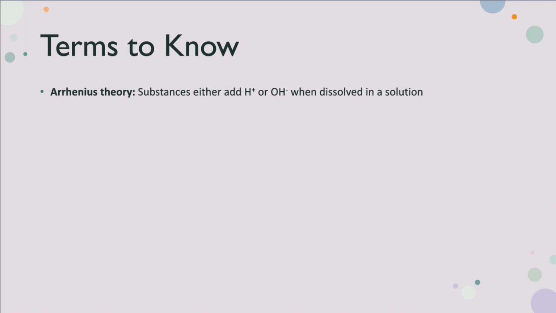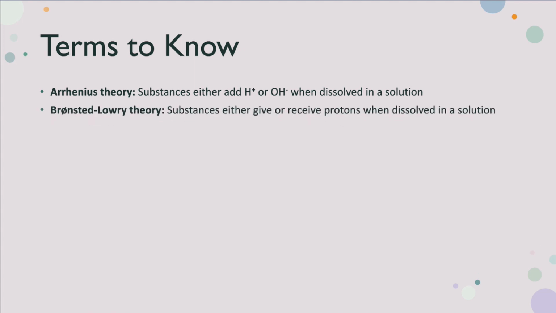First, some terms to know. The Arrhenius theory is one of two theories we'll be exploring today, and this states that substances either add H+ or OH- when dissolved in a solution. I'll elaborate on this more in future slides. The other theory is the Brønsted-Lowry theory, and this states that substances either give or receive protons when dissolved in a solution. So we'll be comparing these two theories and using them to identify acids and bases.